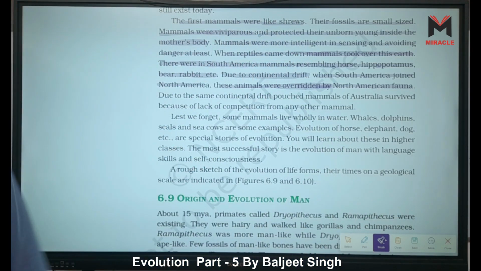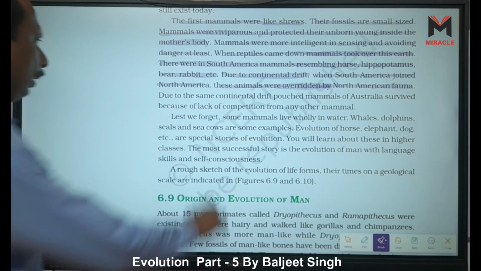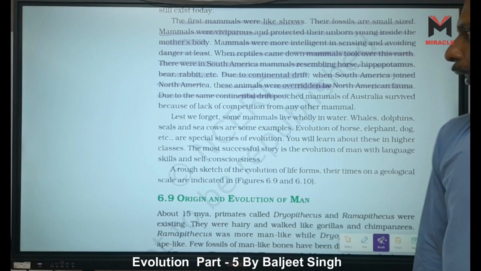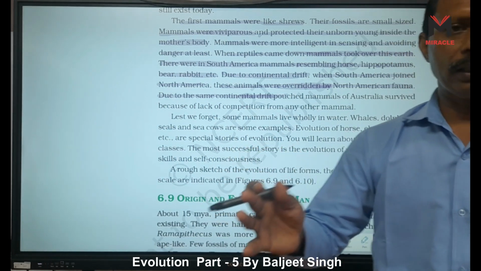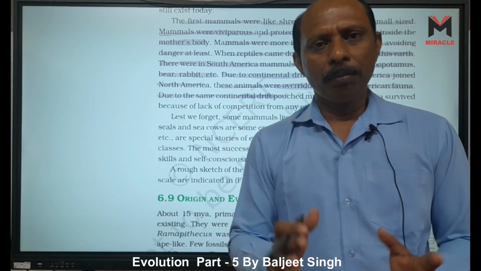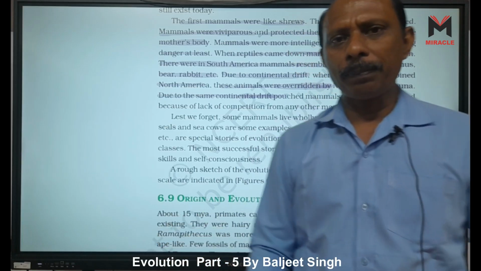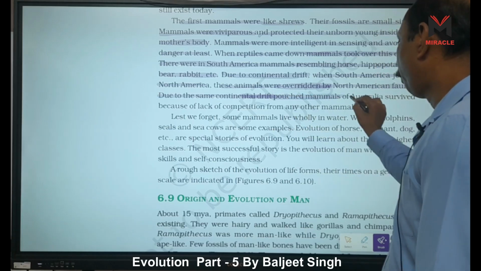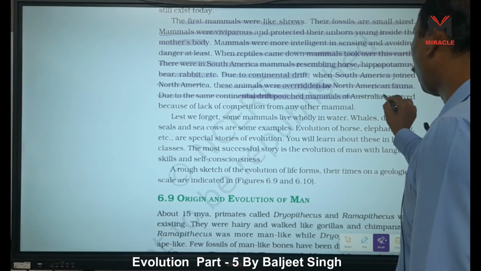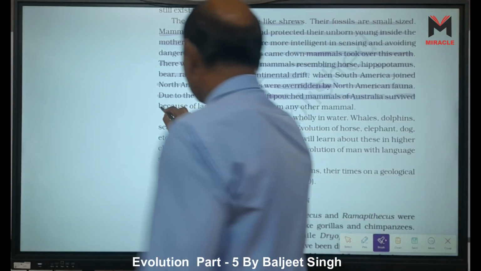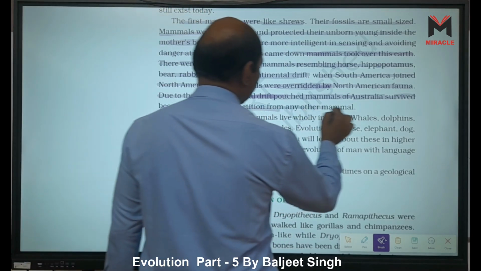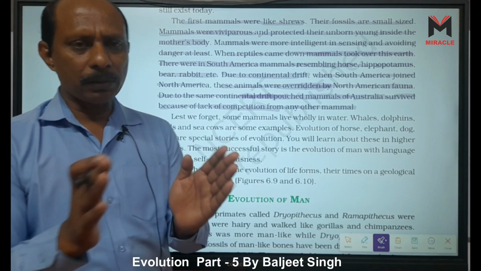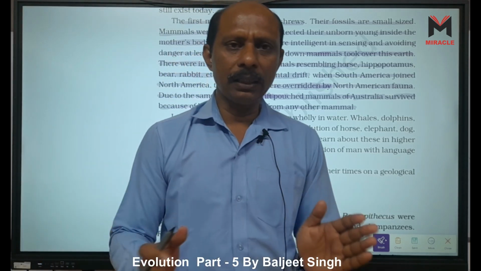And the second continental drift, I already told you, is due to the same continental drift, but here the process is different. Asia and Australia were the same continent, but at that time they separated from one another. Pouched animals, meaning marsupials, of Australia survived because of lack of competition from any other mammal. Because when continental drift happened, when Australia separated from Asia, then what happened?